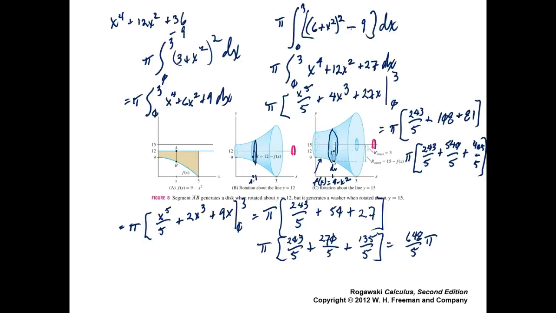All right, a little bit bigger numbers here. Let's see what that gives you. There's your pi. 540 plus 405 would be 945 plus 243 would be 1188. I think that's right. 1188 fifths. Or I think they write it as 1188 fifths pi, or something like that. And that's exactly what they got. Good for them.